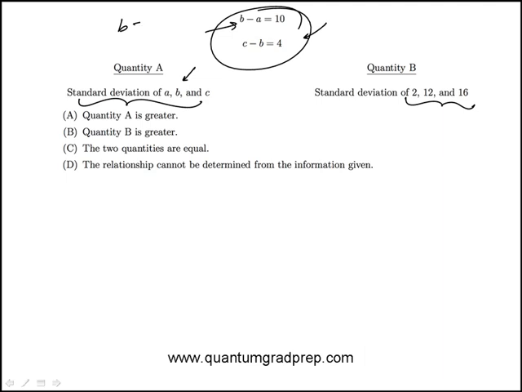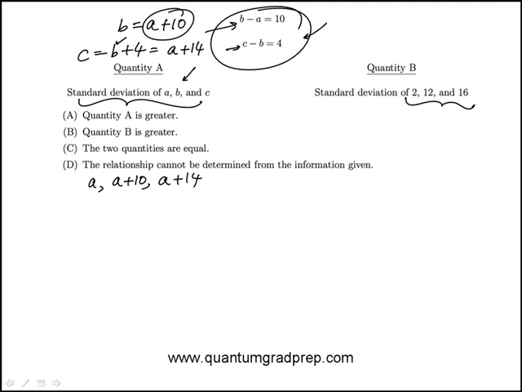So the first relationship here tells us B is A plus 10. So I have A plus 10, and then C from the second relationship is B plus 4, and B is A plus 10. So if I replace that here, that's A plus 14. So those, I need to compare standard deviation of these three terms with 2, 12, and 16.